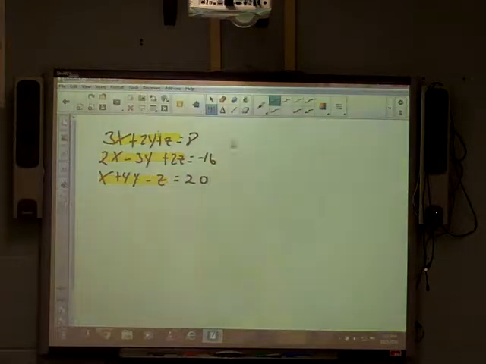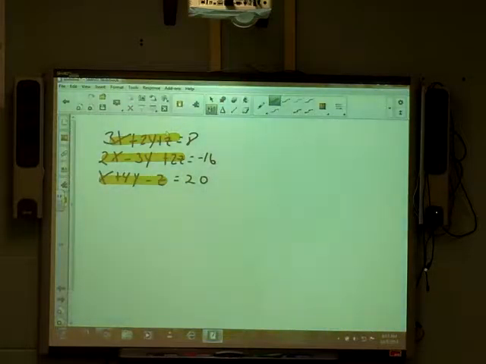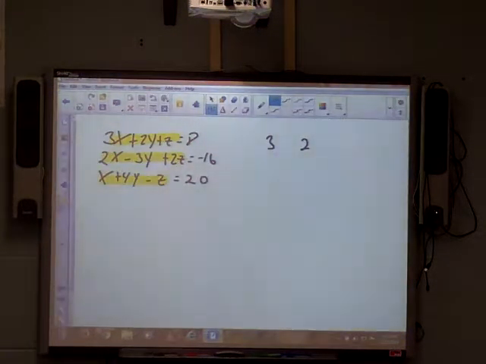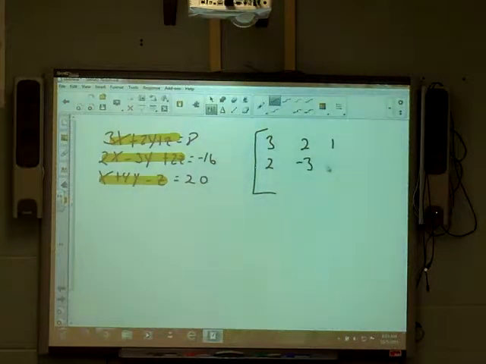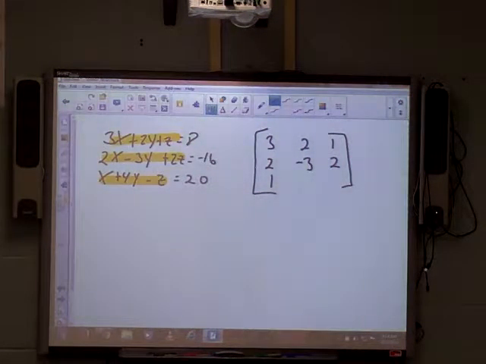So on the top row, I've got a 3, a 2, and a 1. And it's got to go in order, X, Y, Z on all of them. So if they ever mix them up on you, put them back in order, X, Y, Z. So I've got a 3x, a 2y, and a 1z. My second row has a 2x, a negative 3y, and a 2z. And my third row has a 1x, a 4y, and a negative 1z.